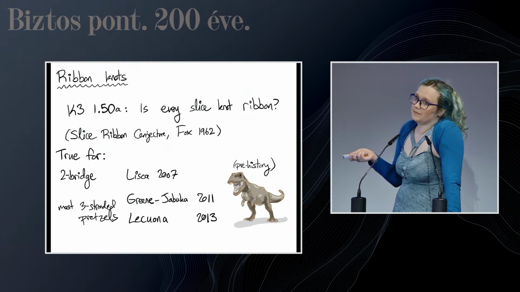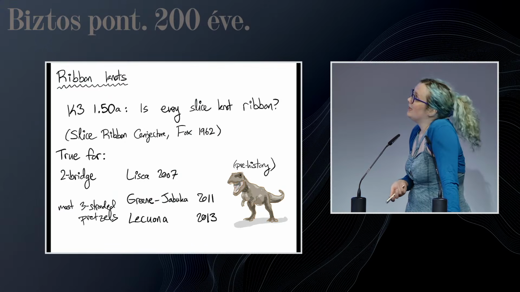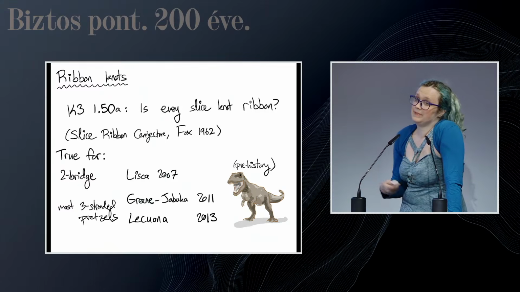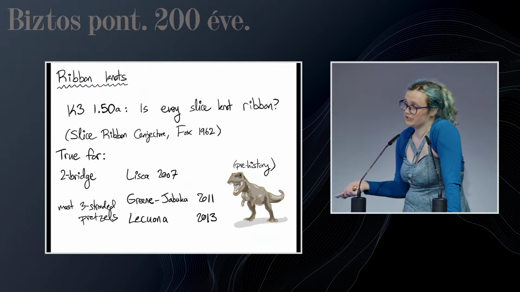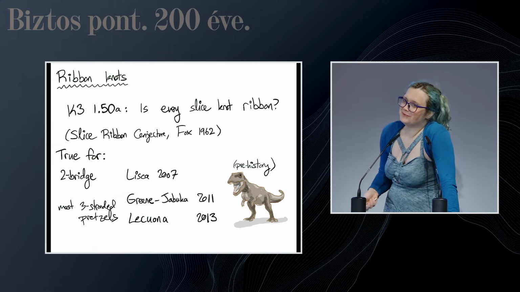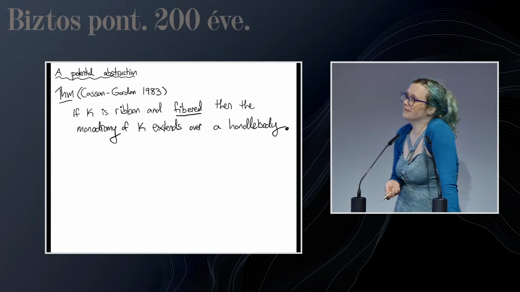And then the problem is, well, how would you possibly disprove something like the slice-ribbon conjecture, right? And so I thought that I would start off by telling you my favorite potential obstruction to the slice-ribbon conjecture, which if any of you have seen me give a talk before, I bet you've seen me talk about this, because I say this theorem more than any other theorem.